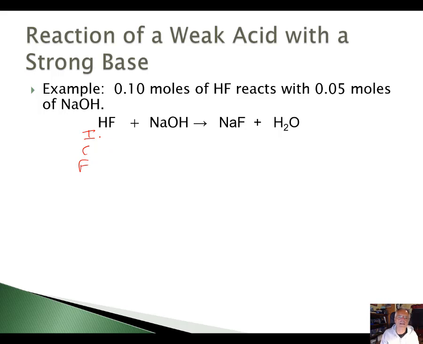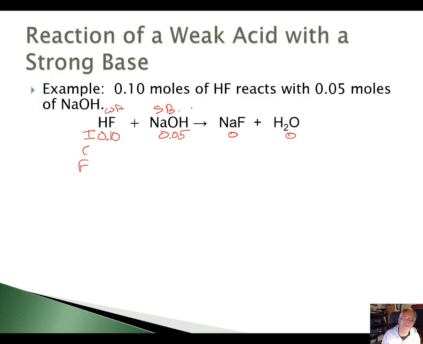Okay, we're saying that we have 0.10 moles of this. We're saying we have 0.05 moles of this. We don't have any of this to start. So this is a weak acid. This is a strong base.